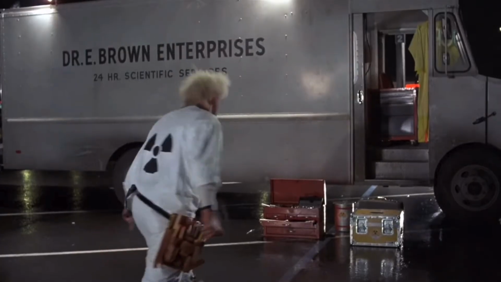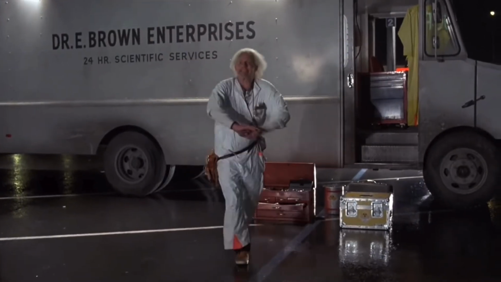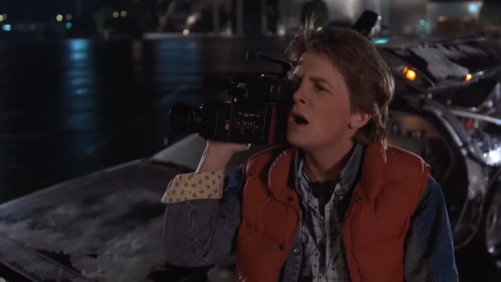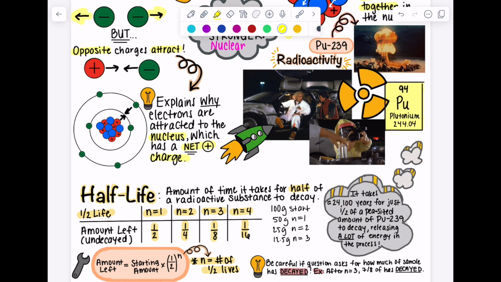Now, before I keep going, please do not go around saying that in Dooley Science Studio, I taught you that time travel is real and that a flux capacitor is scientifically legit. Absolutely not. But this is a fun way to remember how important plutonium is.